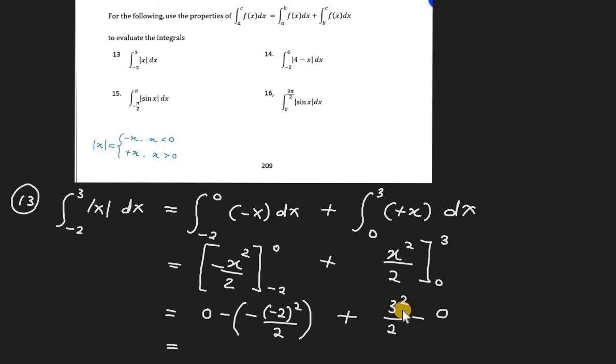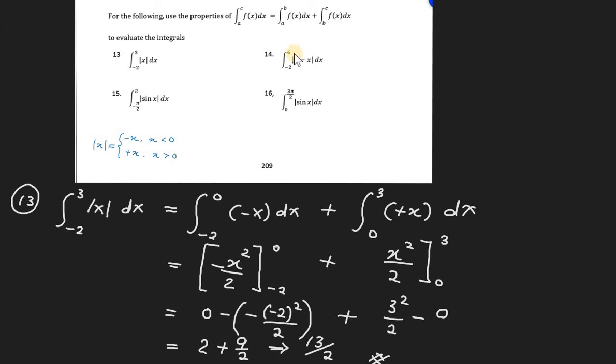So this is 2, this is 9 on 2. If we are to add it up, let me write down 2 plus 9 on 2. We can combine it such that this is 4 plus 9, which is 13 over 2. So that is the answer for question 13. Next, let's do 14 together.